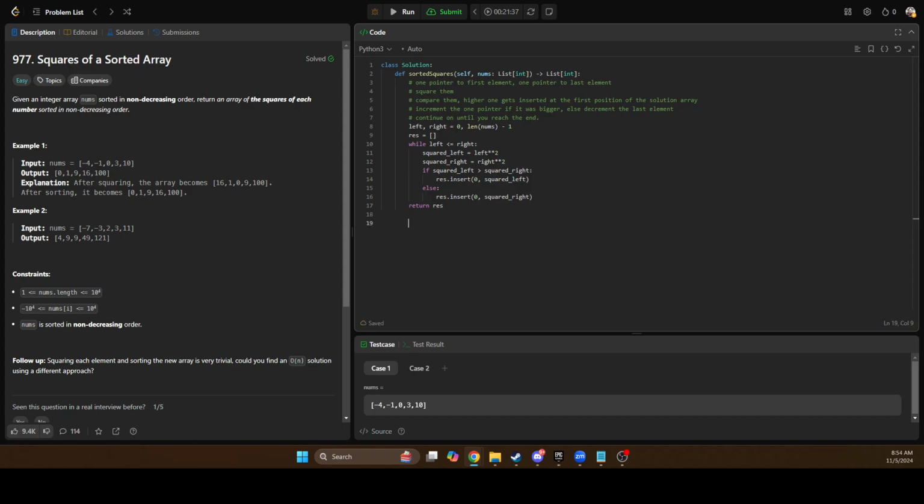Okay, so let's do a test. So it's already sorted. So we start at the first element and the last element. So for nums from example 1, the squared left is going to be 16, and the squared right is going to be 100.